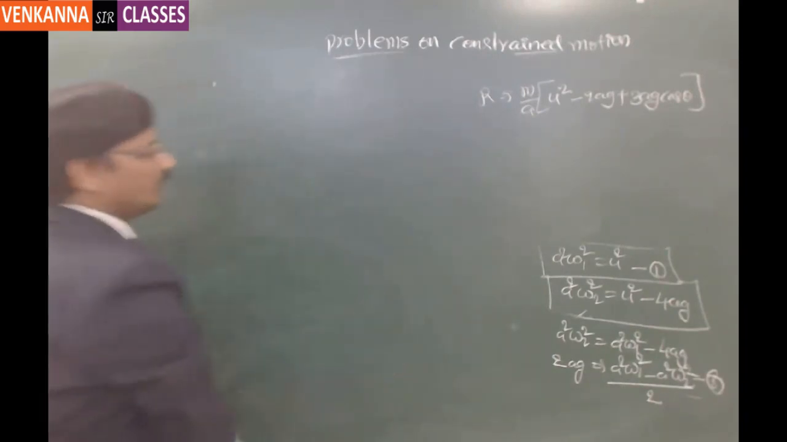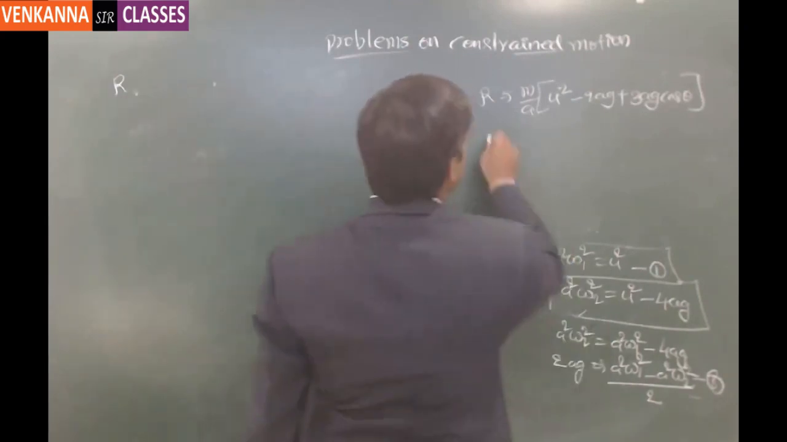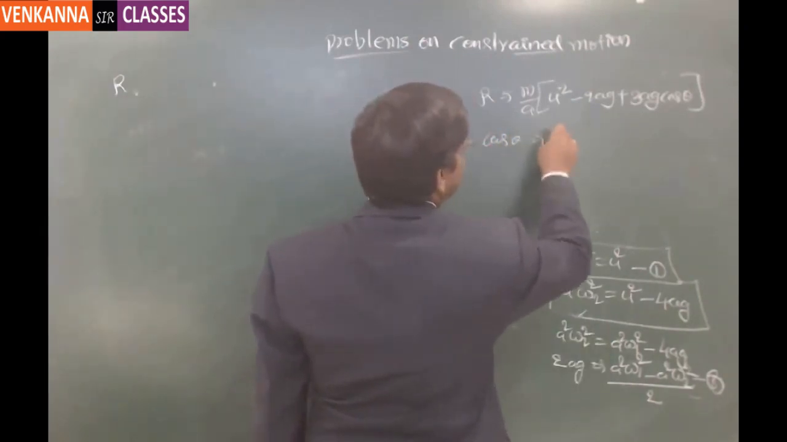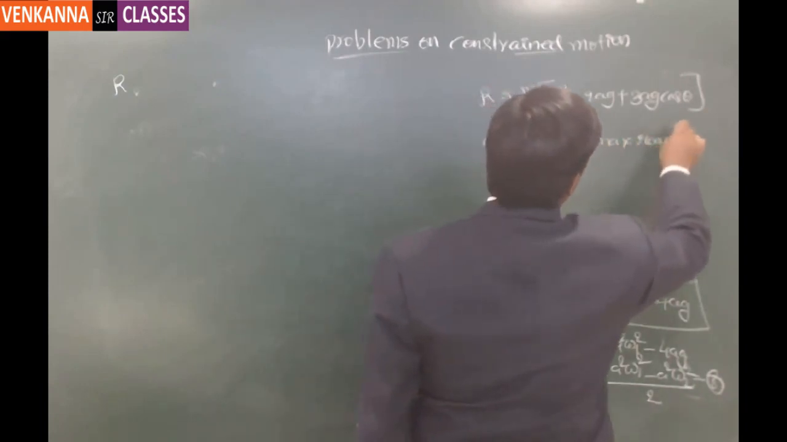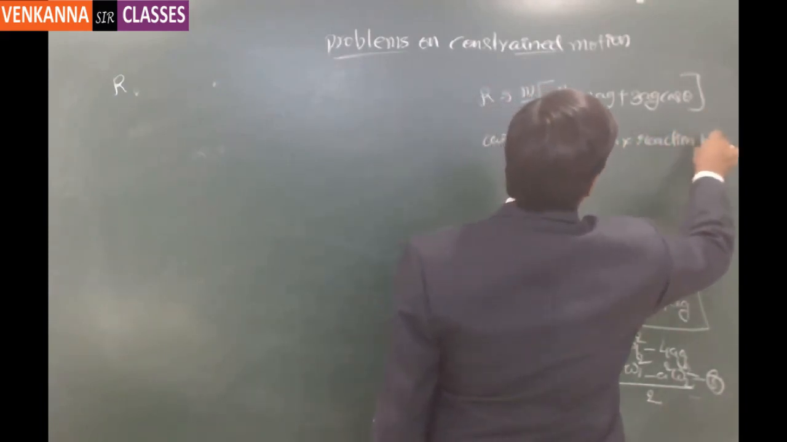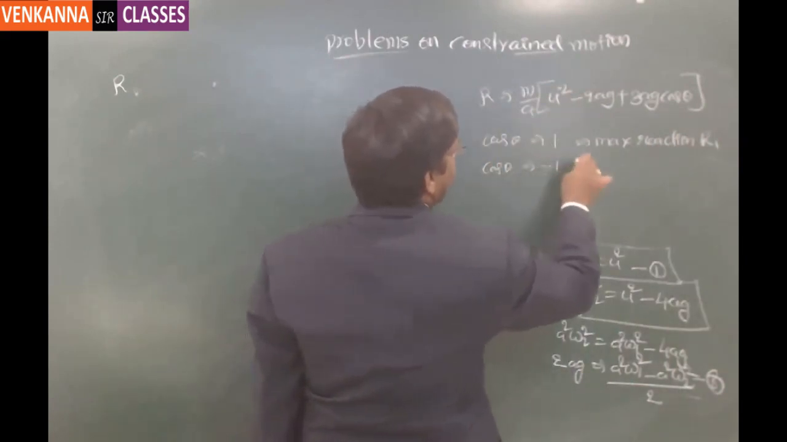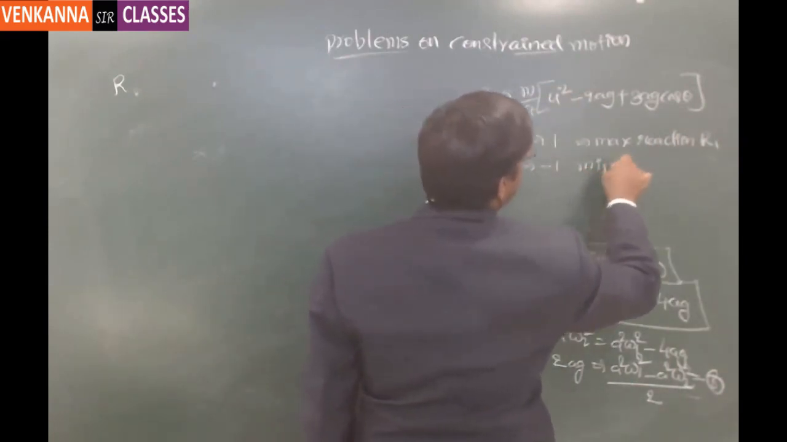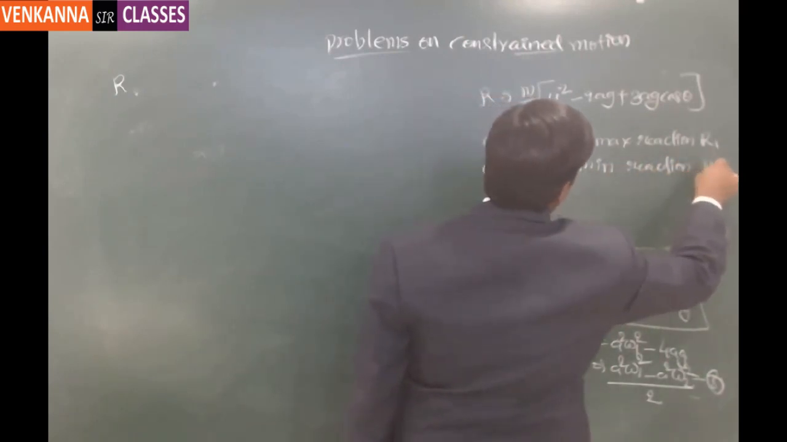So we have got two different relations for the reaction as well. Reaction R, this is the relation. Now at cos theta equal to plus 1, maximum reaction, and this is what we call R1. And cos theta equal to minus 1, minimum reaction, and this is what we call R2.